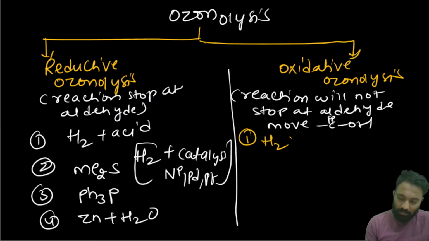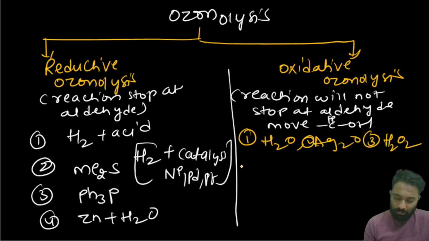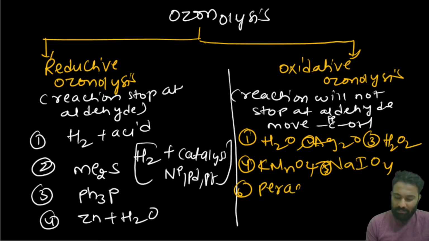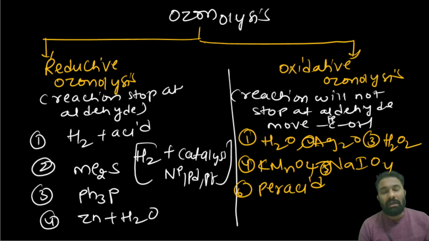Which ones convert that aldehyde into the carboxylic acid? One is normal H2O, or Ag2O if they have given. Third, peroxide H2O2. Fourth, KMnO4. Next, NaIO4. Any peroxide or peracid if they have given, all of these will convert the aldehyde into carboxylic acid. Clear?